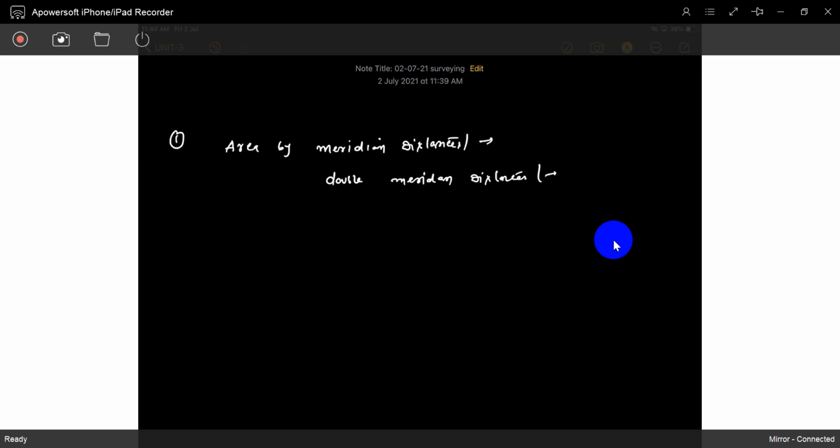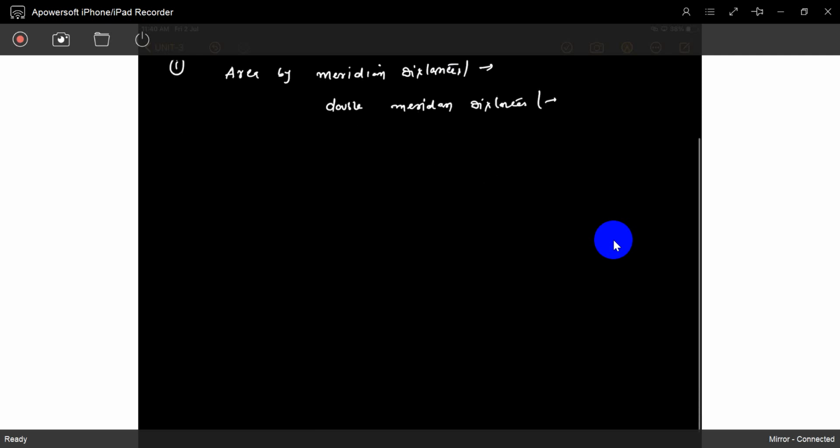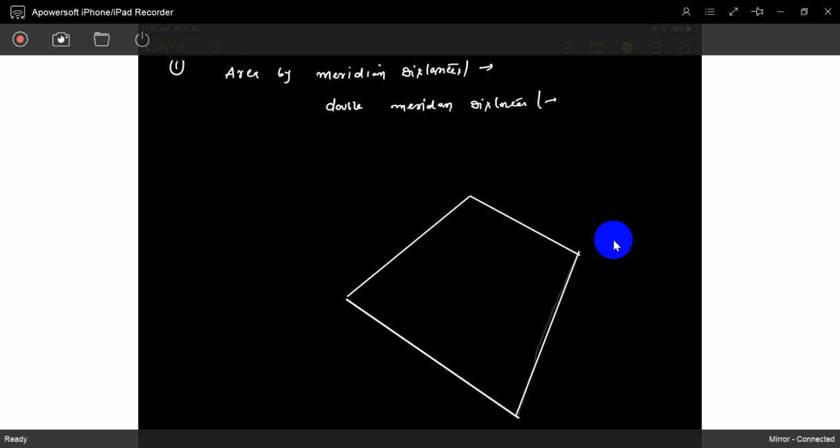So what is meridian? You know the meridian, and only then we can calculate the area. Let me clear this. Some field is there, some irregular field. Any number of sets, no problem at all. So I will call this A, B, C, D. Some irregular field, some irregular shape.